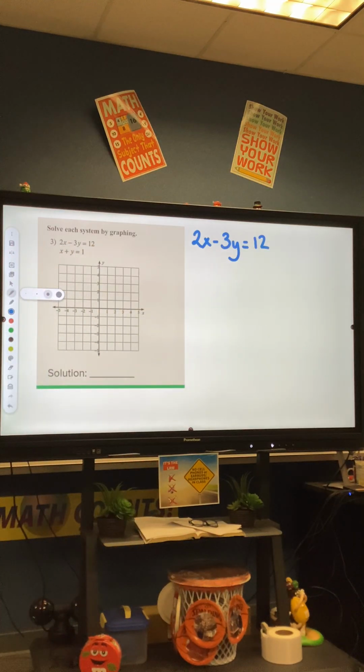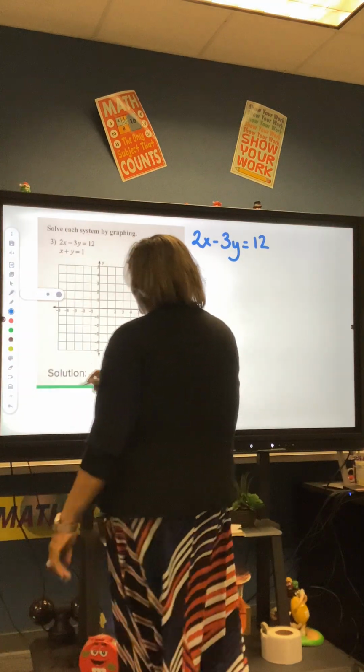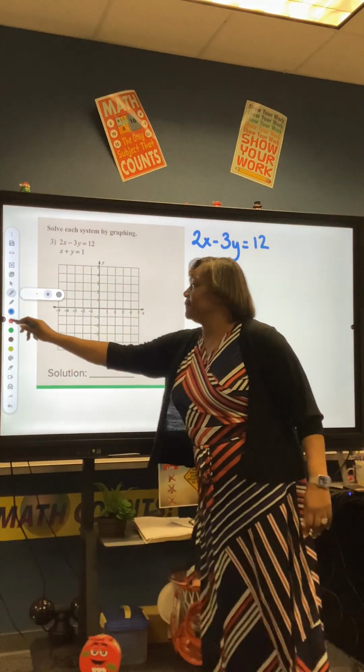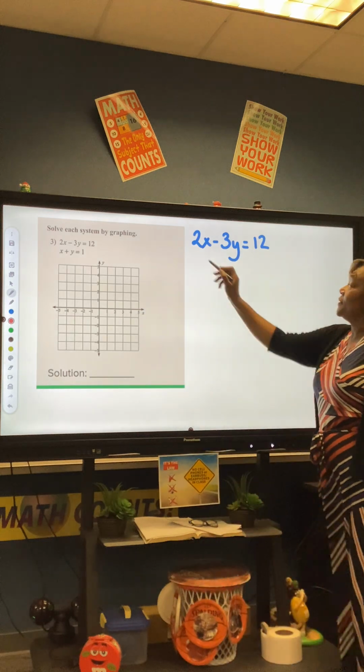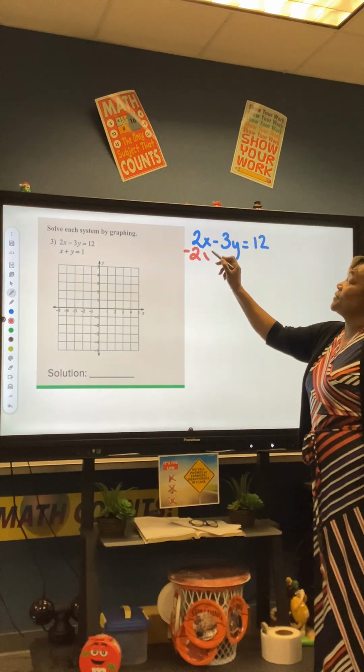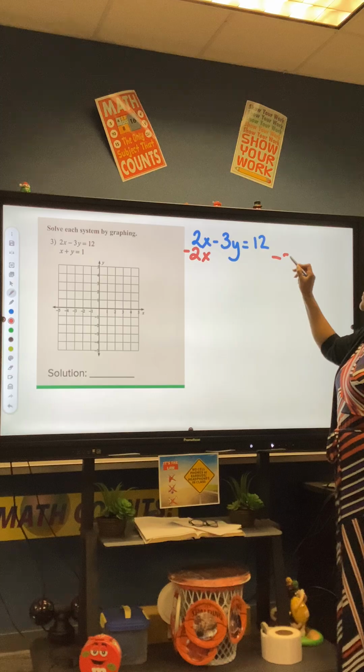You got it? You subtract 2x from both sides? All right, beautiful. You didn't put the 2x under the 12, did you? Don't do it. Don't do it. Because they're not like terms. So the -2x goes here, the -2x goes over here.